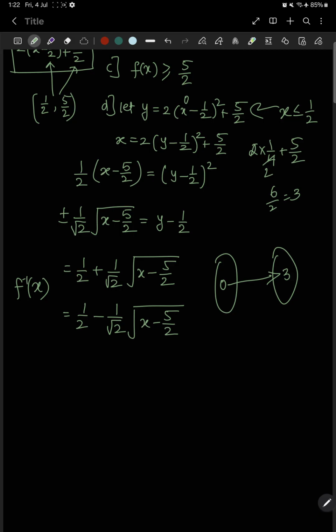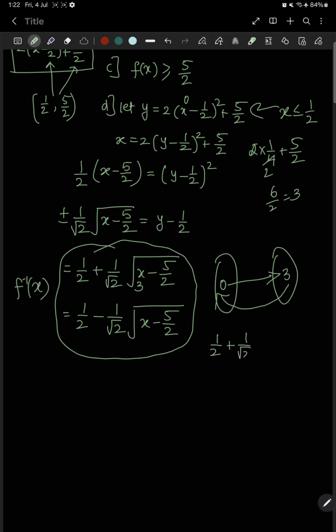Now from these two equations that I have written for f inverse, I have to figure out which one takes 3 back to 0. So what equation will give me 3 coming back to 0? If I put 3 in this equation, I get 3 minus 5 over 2. So that's 6 minus 5 over 2, which is half inside a square root. So it gives me 1 over root 2 times 1 over root 2, which gives me 1 over 2. So half plus half finally gives me 1, and this is not what I was looking for.